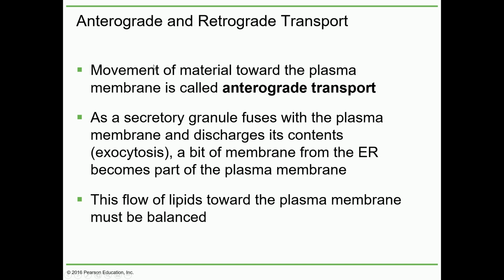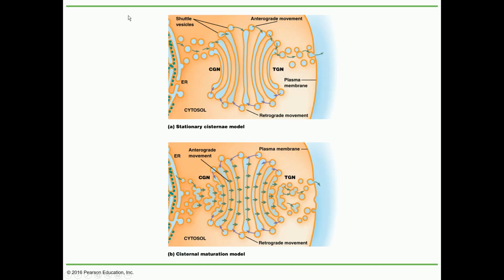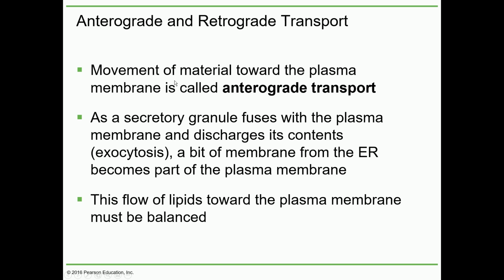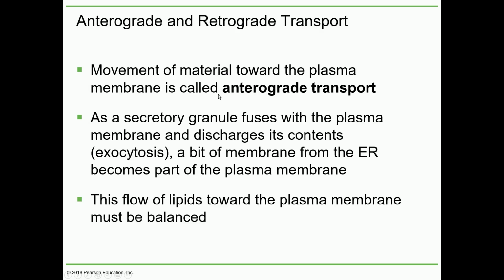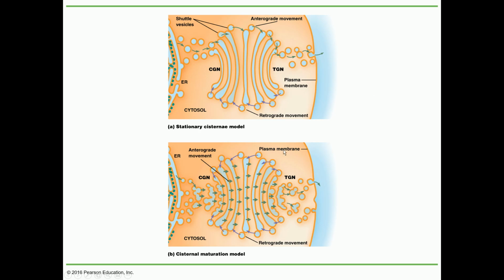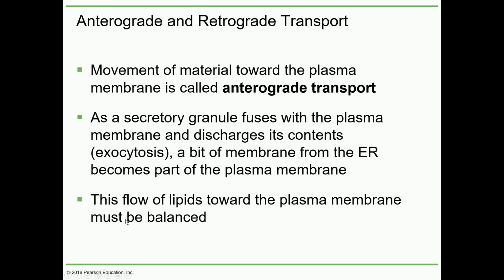Another two terms which you need to know: anterograde and retrograde transport. Anterograde transport means the movement of material toward the plasma membrane. So when the transport is happening in this direction, going from Golgi to the plasma membrane, this is called anterograde. Retrograde is the flow of vesicles from Golgi cisternae back to the ER. So anterograde is moving in this direction, going from Golgi to plasma membrane, and retrograde is coming back from Golgi to the ER.